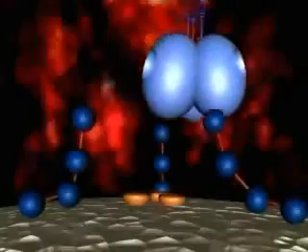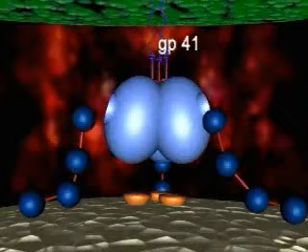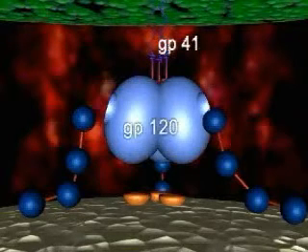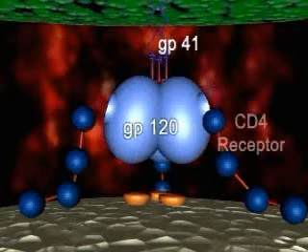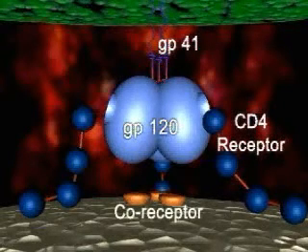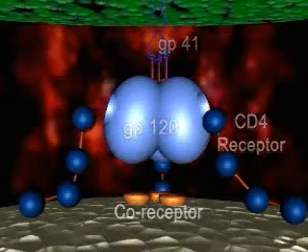Each spike is a trimer of a viral glycoprotein complex composed of a transmembrane glycoprotein, GP41, and a large surface glycoprotein, GP120. The current model of HIV fusion and cell entry requires the participation of CD4 and chemokine coreceptors situated on the surface of the cell membrane.